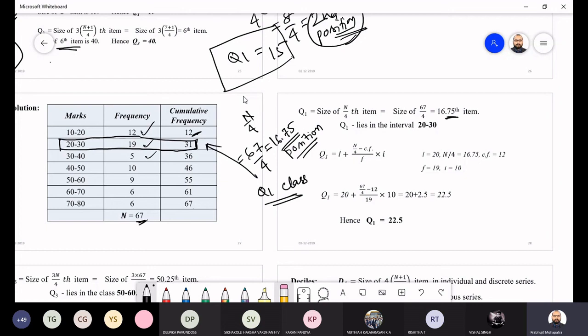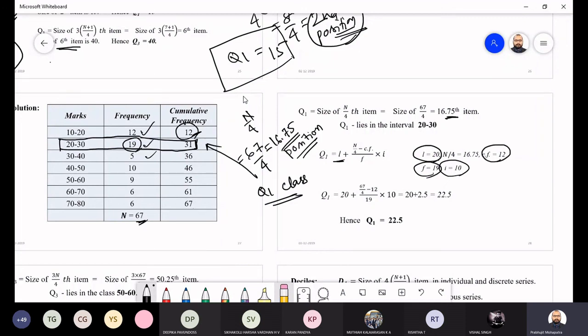Q1 class, what is the lower limit? Lower limit is 20. What is your class width? Class width is 10. And what is the frequency of the first quartile class? F value is 19. What is the cumulative frequency of the preceding class or the previous class? That is nothing but 12. So CF equal to 12.